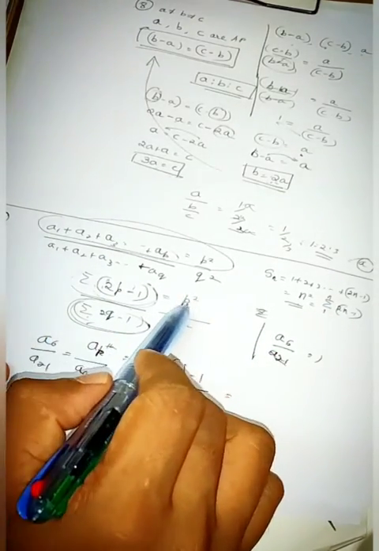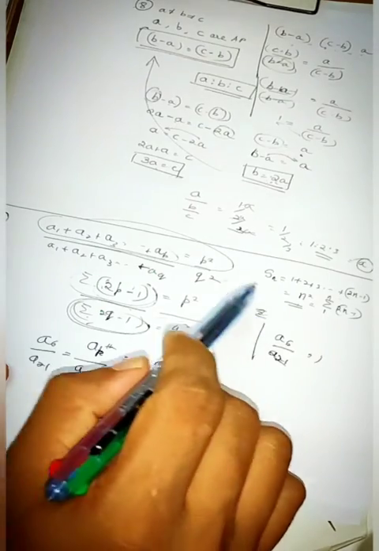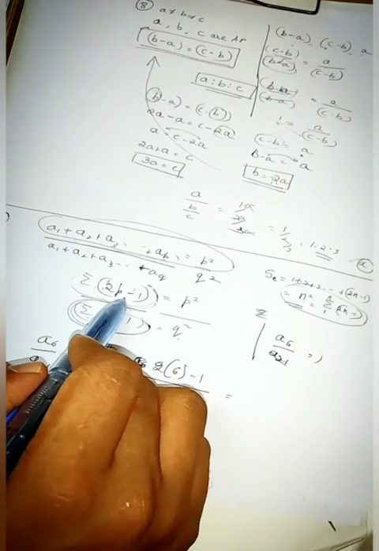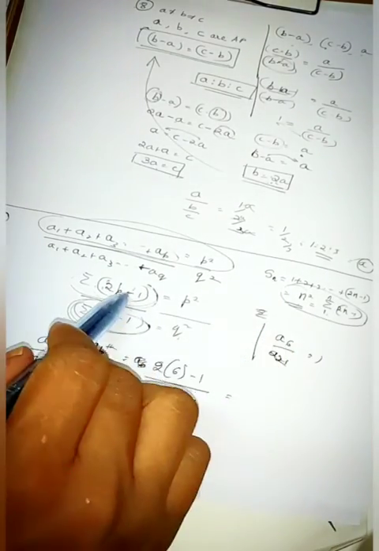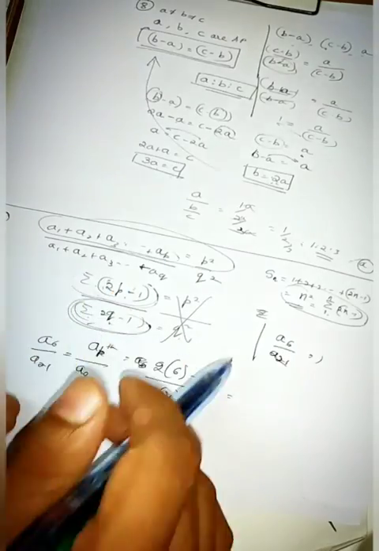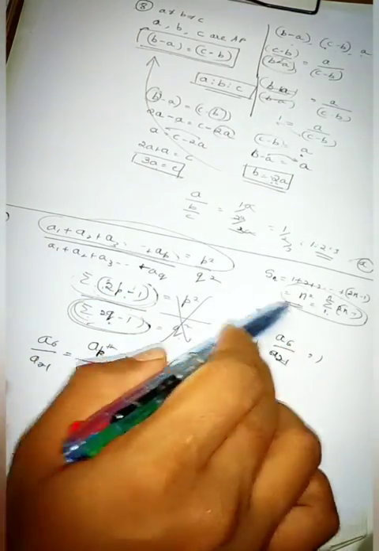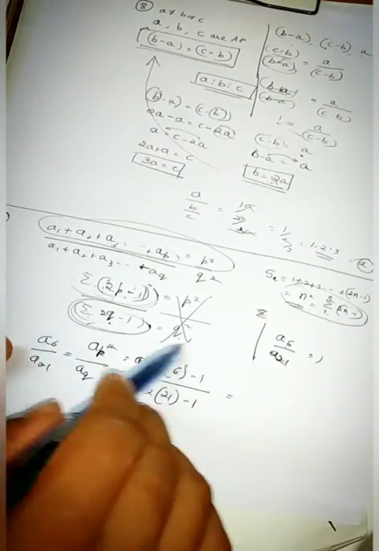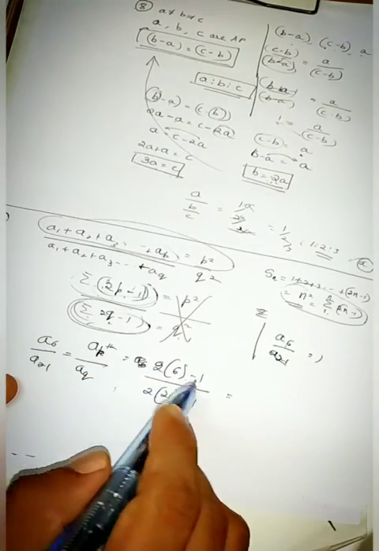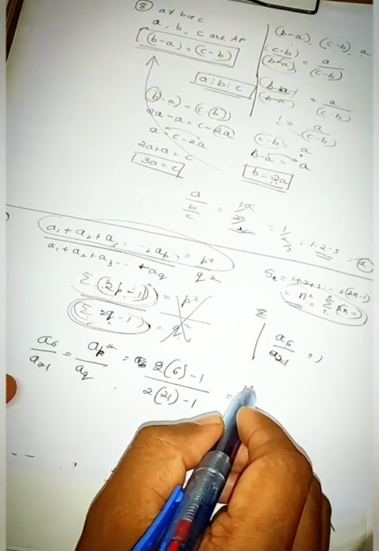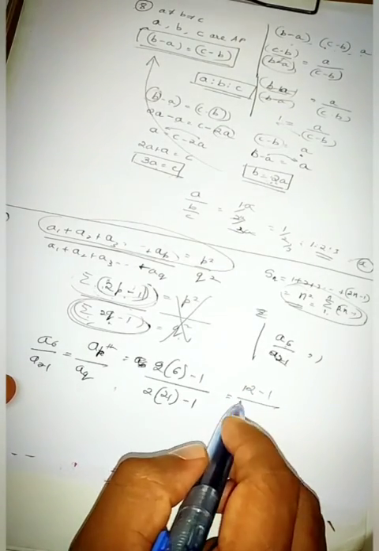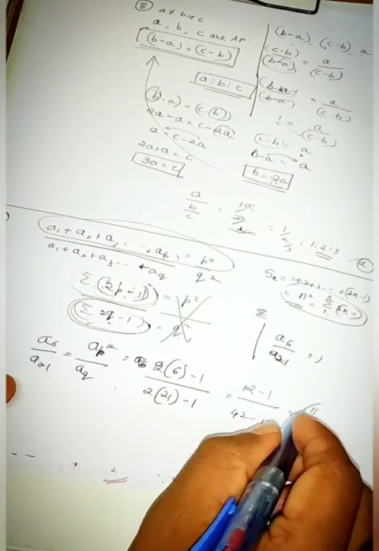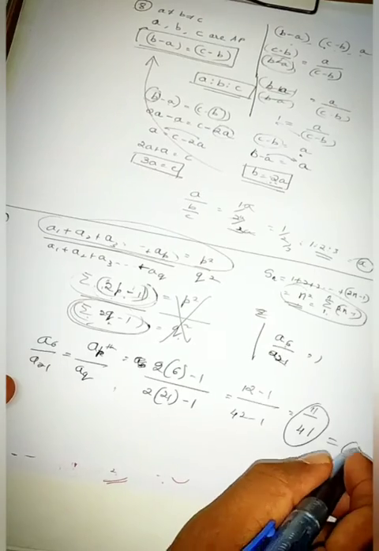Why p square by q square is given is to help you understand that this is the formula I need to make use of, and it has nothing to do with it later on. You only need to understand this is the formula to substitute, with p as 6 and q as 21. Just substitute here: 2 into 6 is 12 minus 1, divided by 42 minus 1, which is 11 by 41. This is my option C.